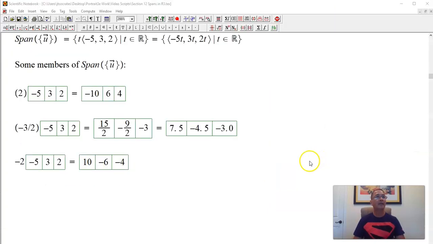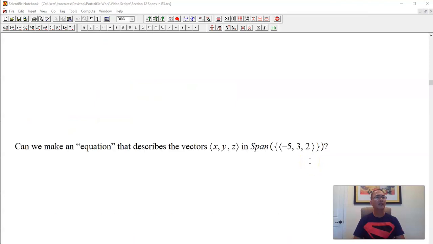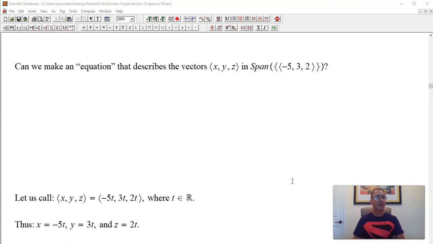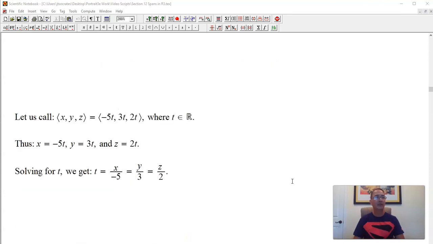Okay, so we're back. And the next logical question that we're going to ask is, can we make an equation that describes the vectors x, y, z, which belong in the span of the single vector -5, 3, 2? So when we were in R2, we got something like y equals 2/5 x, right? So can we get an equation similar to that now that we are in R3? So let's try to do the same strategy that we did back in R2. And that was, first, let's give it a name. So x, y, z will be -5t, 3t, 2t.